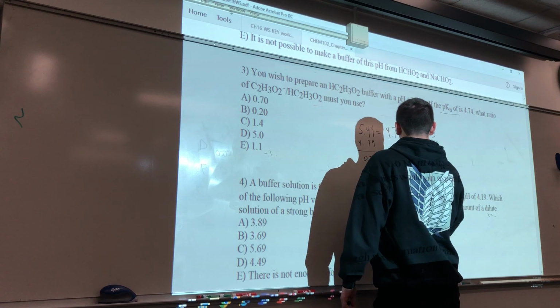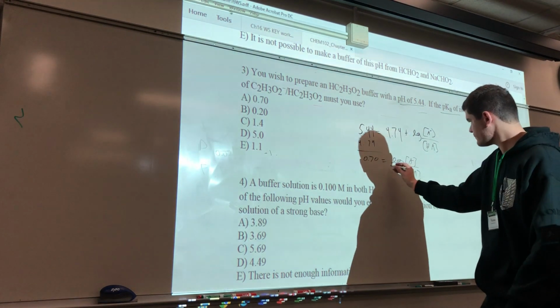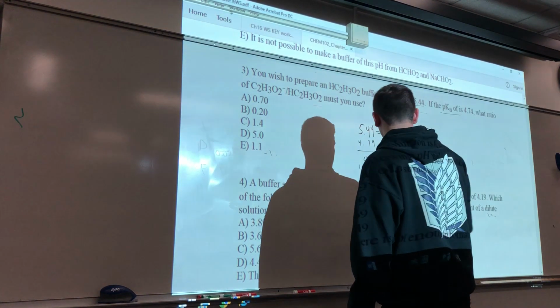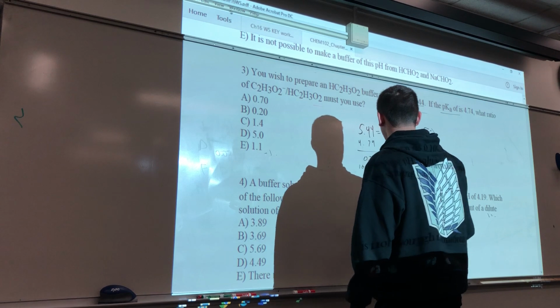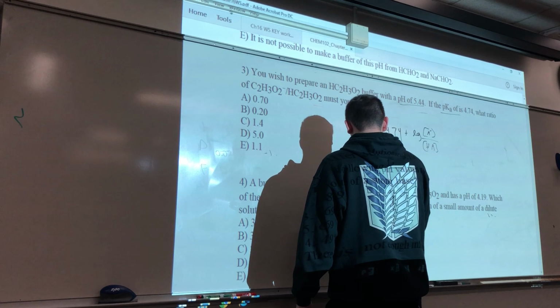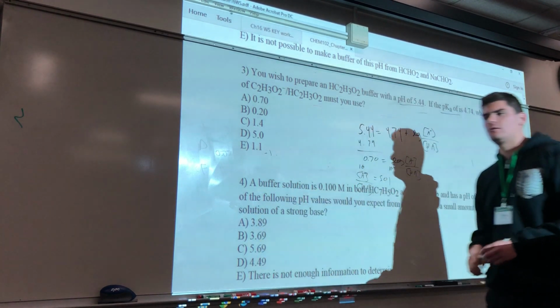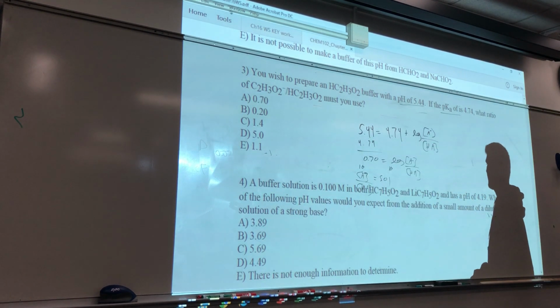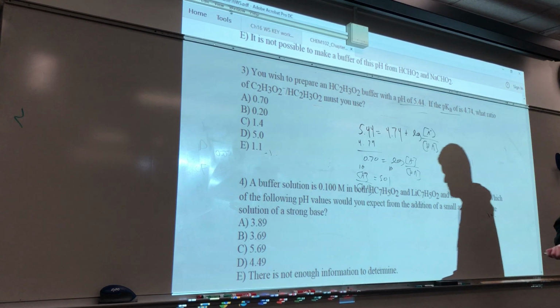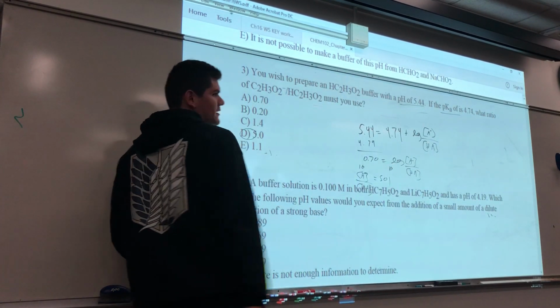Oh, nice. Take the anti-log, right? 10 to the 0.70 is 5.01. So 5.01 means I have 5 times more base than I have acid. What's your ratio of acid over base? Acid over base? 0.2. It'd be 1 over 5, right? Yeah, 0.2. You would have to get the reciprocal, right? All right, so this matches with D. So D is our answer, right?